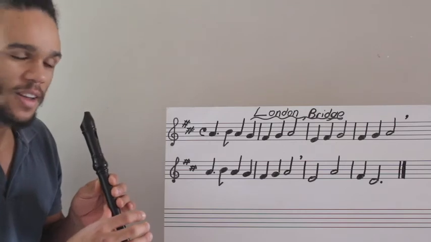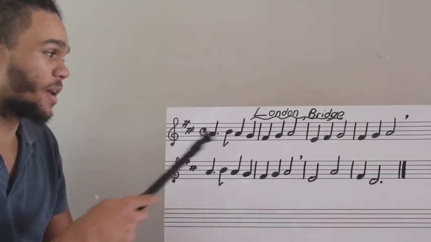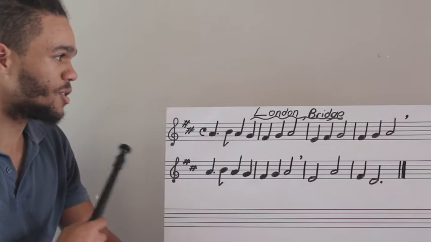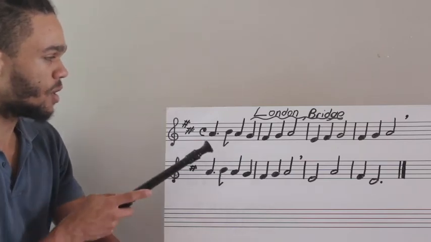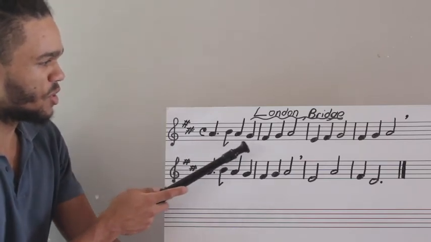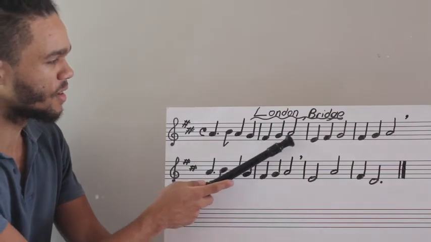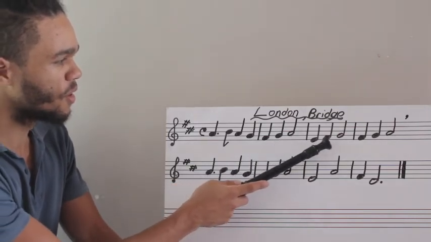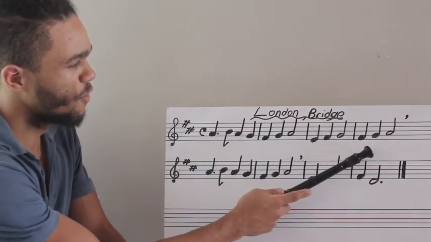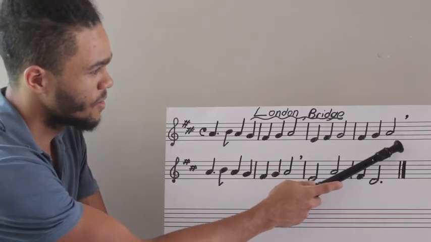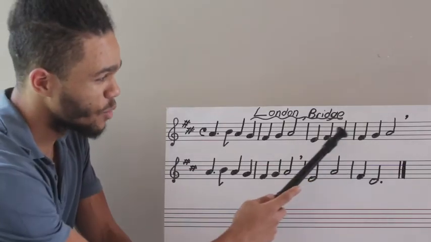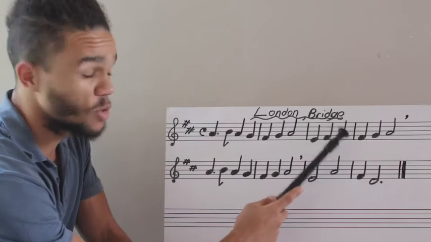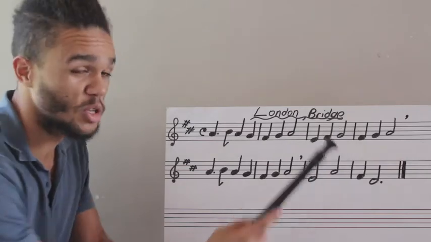All right, is that hard? Let's try it again. I want you to play line number 1. 1, 2, 3, let's go. London Bridge is falling down, falling down, falling down. Make sure you hold any of those notes that you can see through, which are half notes. Make sure you hold them for 2 beats.